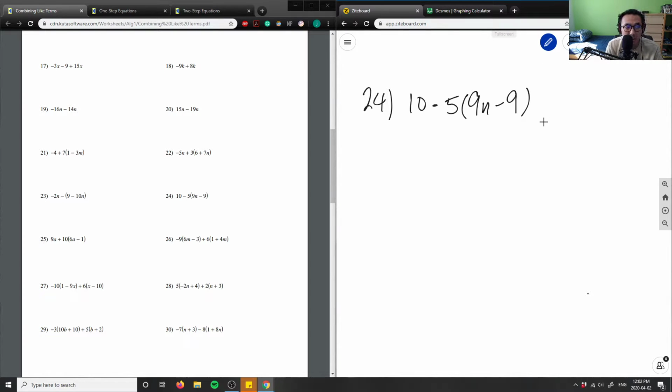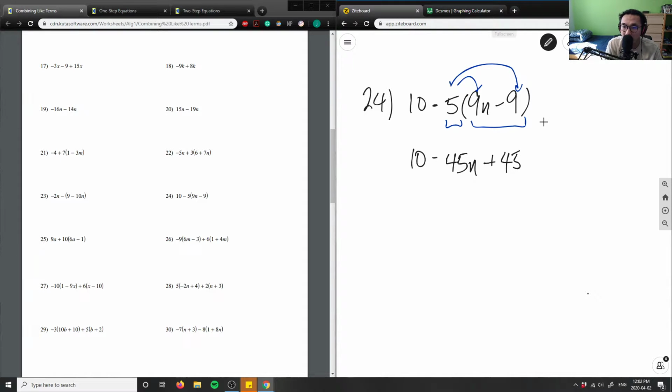We apply PEMDAS, right? We're going to do the distributive property first because we're multiplying first. You'll see an outside bracket and an inside bracket here. We're going to distribute this 5 to the first term and then distribute the 5 to the second term. So we have 10 minus 5 times 9n, which is 45n, and then negative 5 times negative 9, which is positive 45.